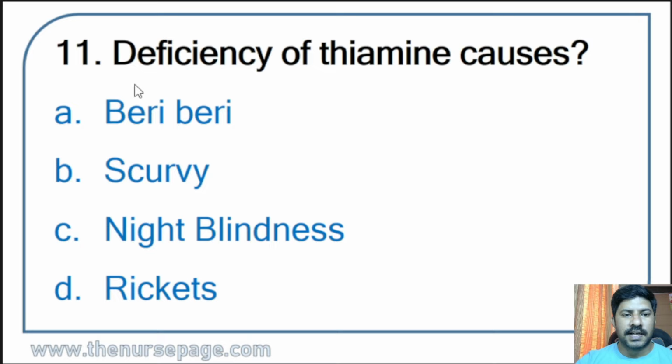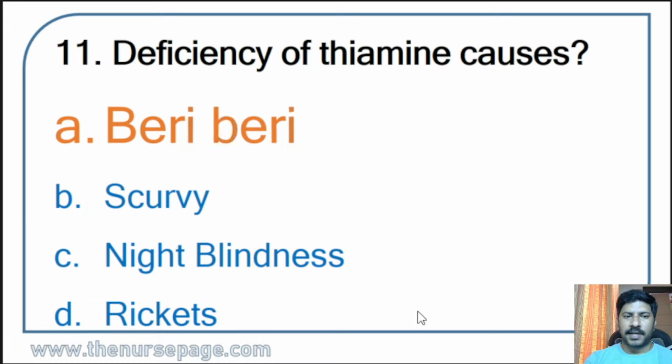11th question. Deficiency of thiamine causes beriberi, scurvy, night blindness, or rickets? Correct answer is beriberi. Deficiency of thiamine causes beriberi, and another disease is Wernicke encephalopathy, which is usually seen in alcohol withdrawal. Night blindness is due to vitamin A deficiency. Rickets is due to vitamin D deficiency.